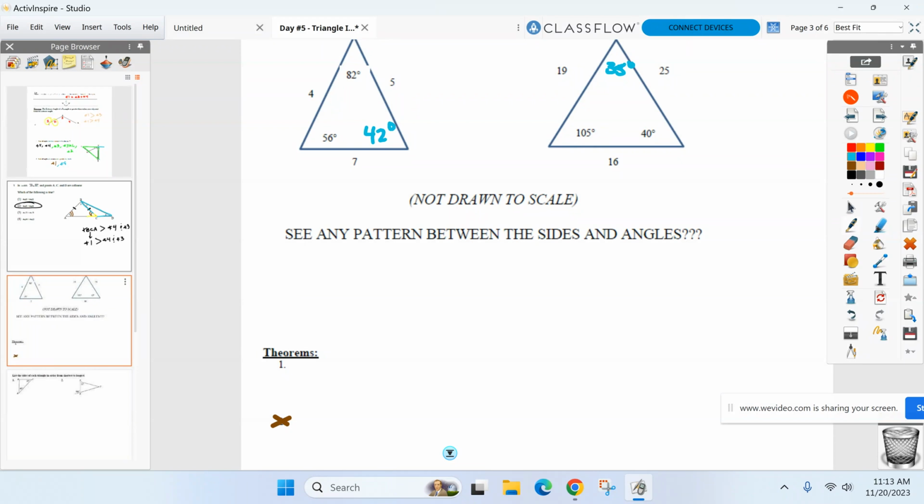Between like the 2 biggest sides, it's the smallest one. 7, 35, 16, 5, 25. Looks like between the 2 smallest sides and the biggest side.